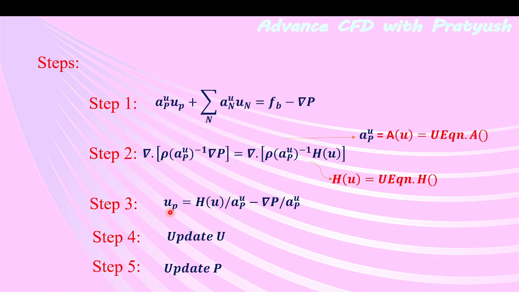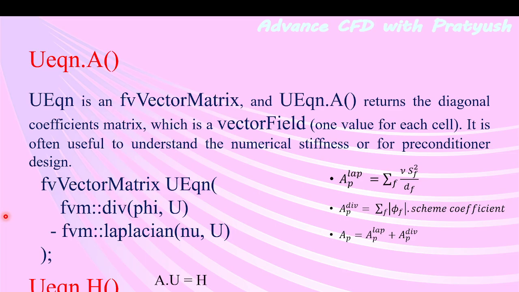Now we are correcting the velocity here, and we will update the velocity and the pressure. Then we go to step one, then step two, step three, and step four. So this is the general idea. So what is UEqn.H?